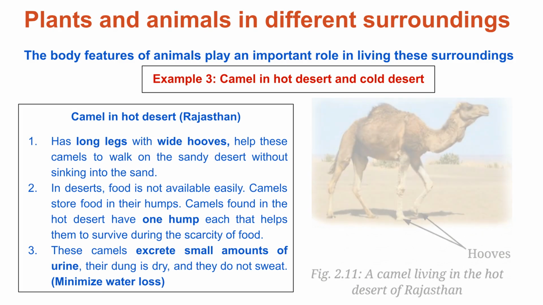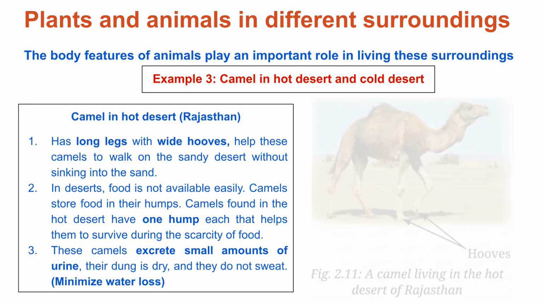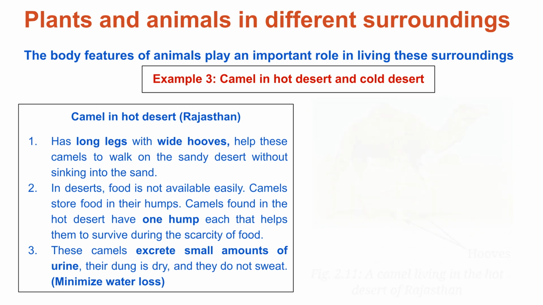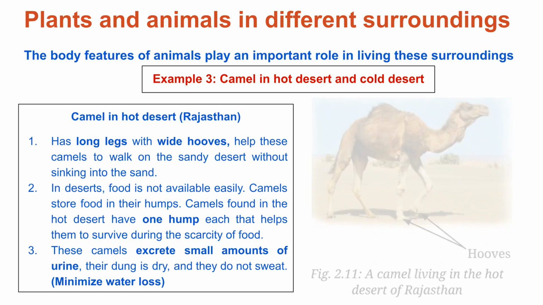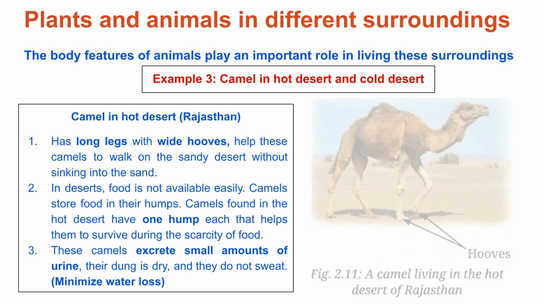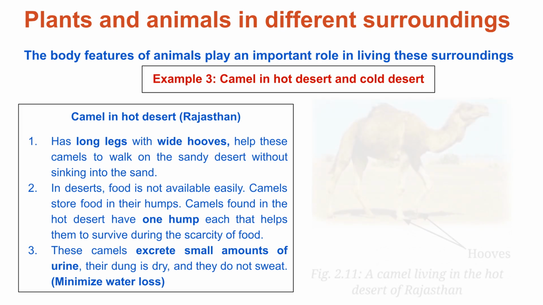Besides that, food is not available easily in hot desert, so camels store food in their humps, जो उनके पीठ के ऊपर एक उभरा हुआ पार्ट को हम hump बोलते हैं, and they have one hump that helps them to survive during the lack of food. Besides that, to minimize the water loss from their body, they excrete a small amount of urine, और उनका जो डंग होता है, it is generally dry and they do not sweat. So these body features help the animal to live in the hot desert of Rajasthan.